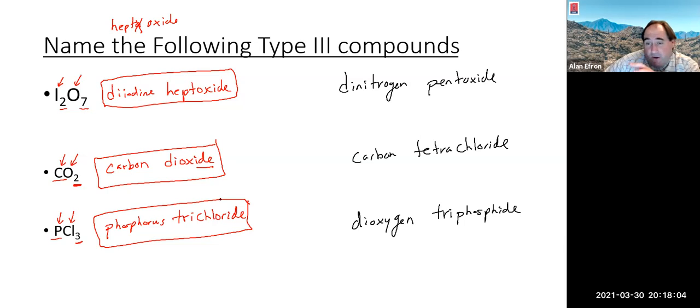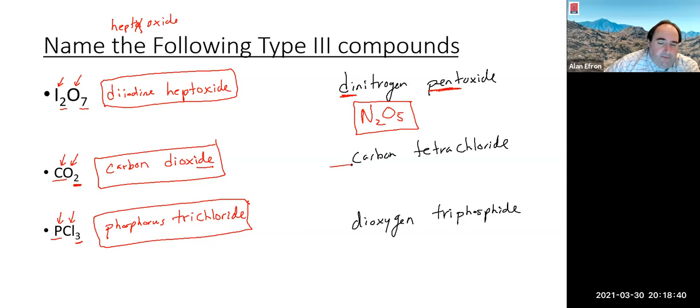Now, I think almost the easiest out of all of them is actually going from name to formula, because literally it tells you what to write. As soon as you see a name with prefixes like di and penta, that's type 3 all day. So di means 2, nitrogen means you write an N and a 2. Penta is 5, oxygen is O, you write an O and a 5, and you're done. No balancing, no worrying about charges. You simply write what's there. Question on that one?